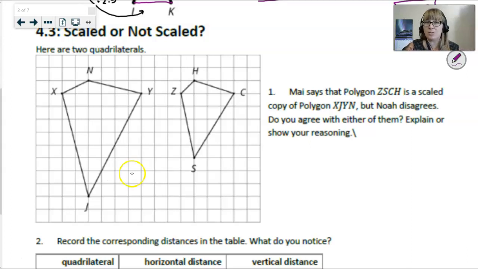You form your own conclusions, but I do want to encourage you to observe everything that you see here. Think about what we just learned in our last two examples and see if you can apply that to form a conclusion right now. Do you agree with Mai or Noah? Quickly write down who you agree with.